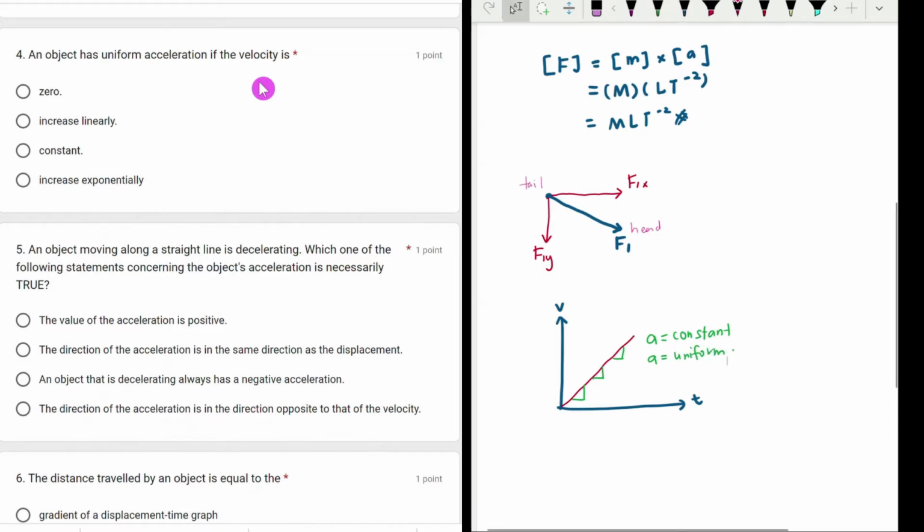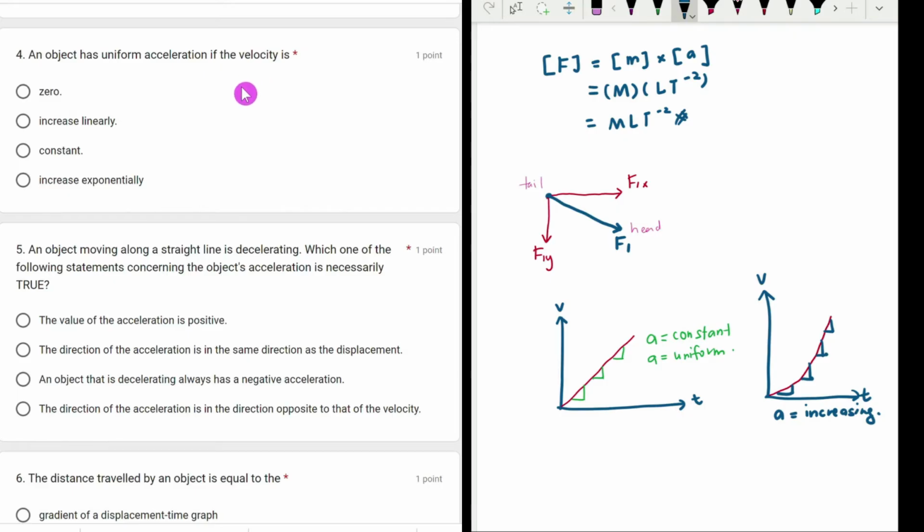Kenapa bukan increase exponentially? So kalau increase exponentially, A is not uniform. Alright, remember V against T. Okay, so let's say increase exponentially. Okay, macam ni lah. Okay, so kita boleh nampak that acceleration here, okay, the gradient is increasing. Kecerunan dia semakin bertambah. So that's mean the acceleration is not constant. A is increasing.